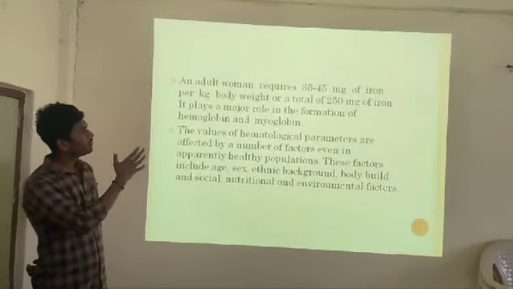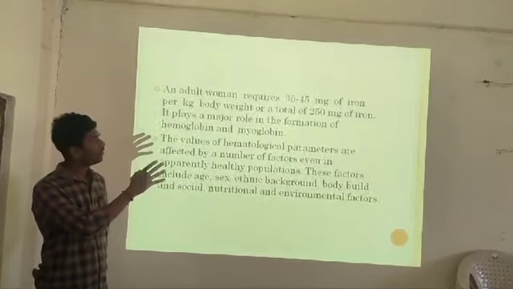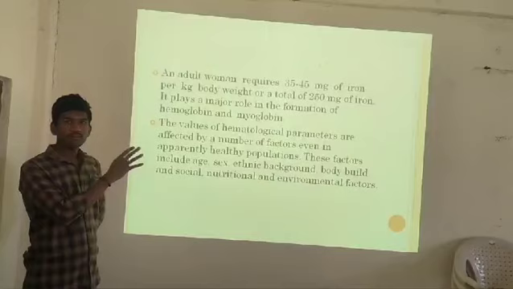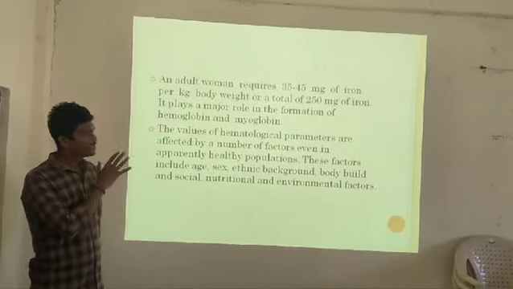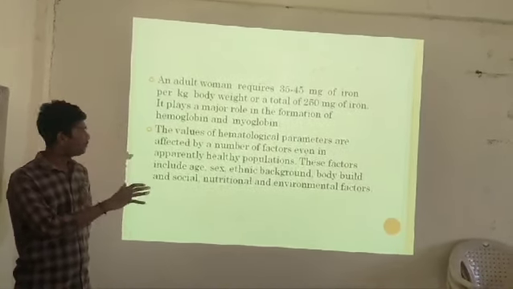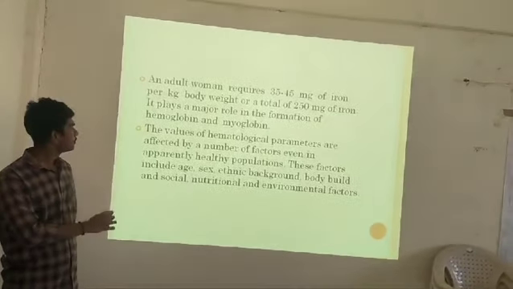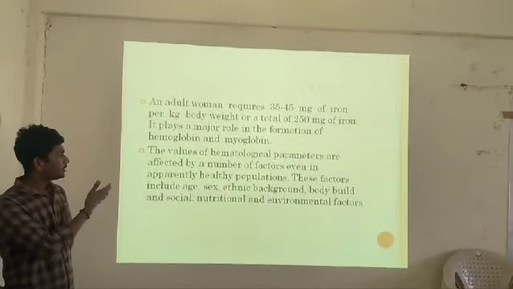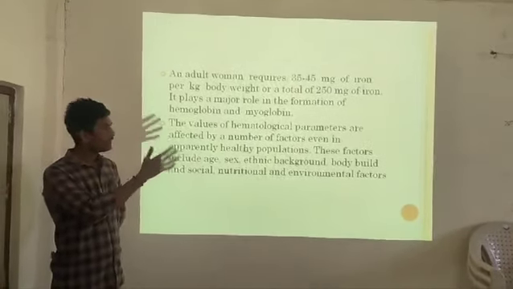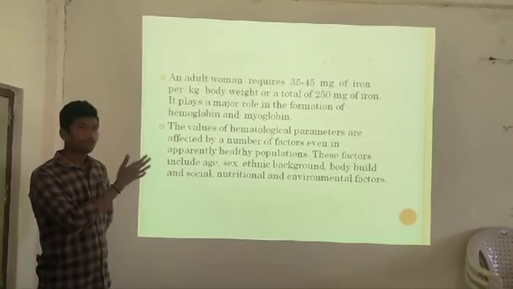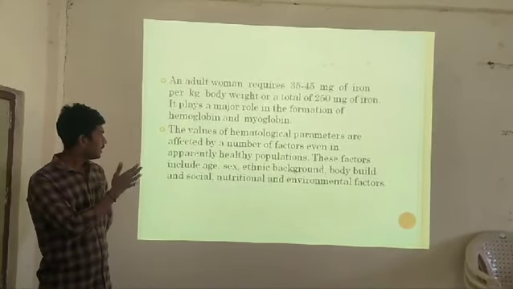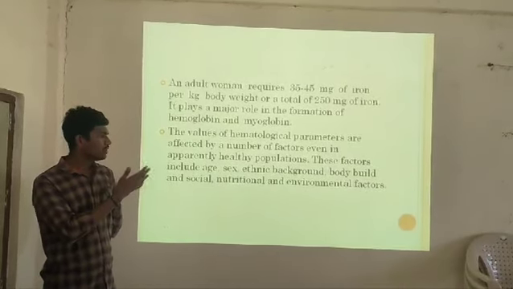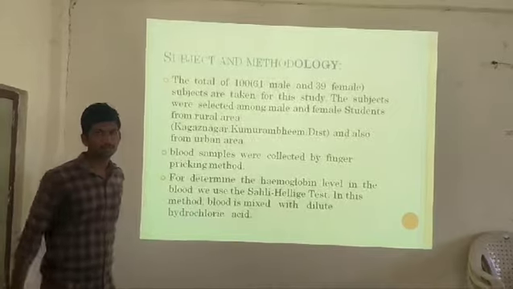An adult woman requires 35 to 45 mg of iron per kg body weight, or a total of 250 mg iron. It plays a major role in the formation of hemoglobin and myoglobin. The values of hematological parameters are affected by a number of factors even in approximately healthy populations. These factors include age, sex, ethnic background, body build, and social, nutritional, and environmental factors.